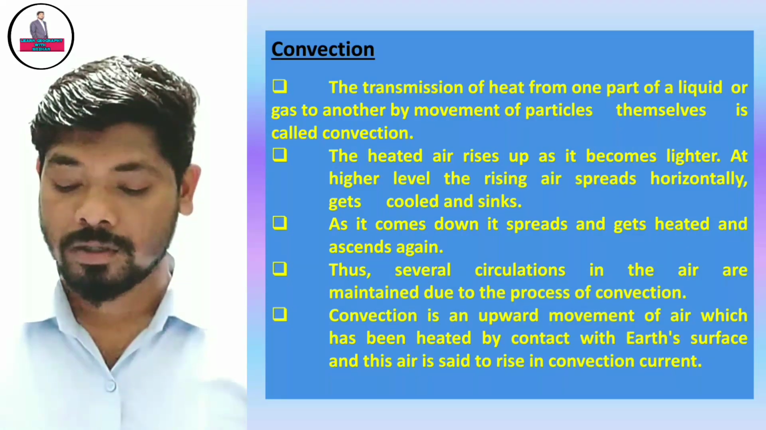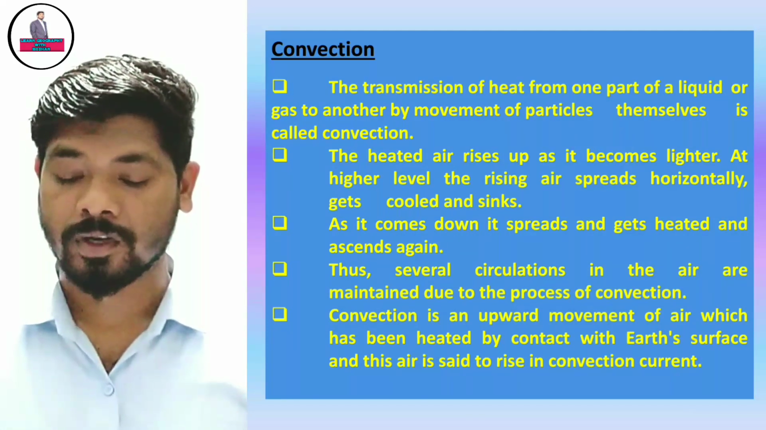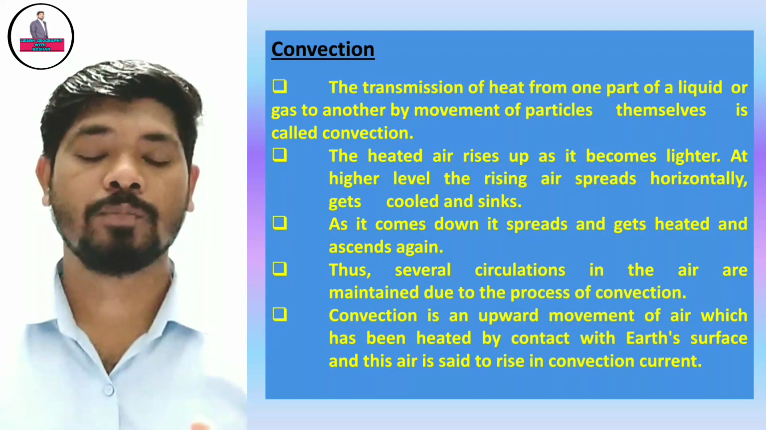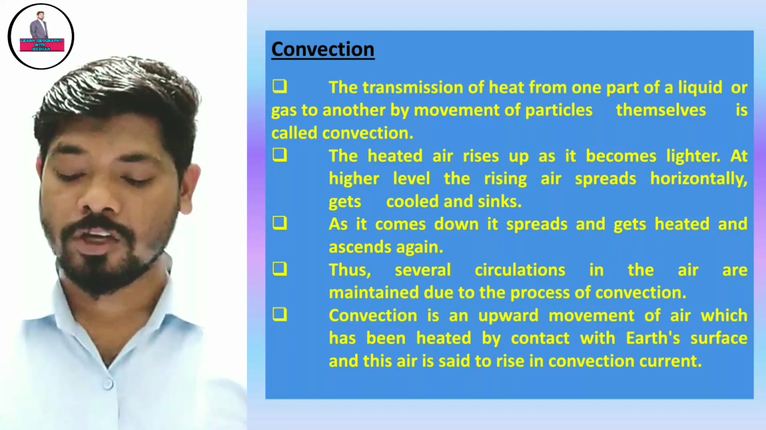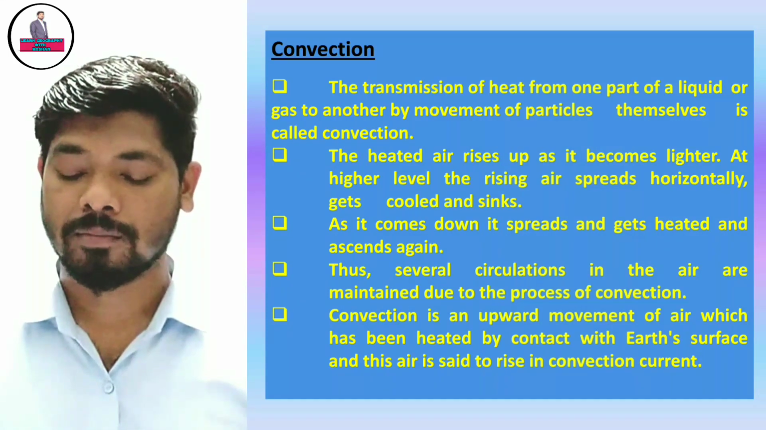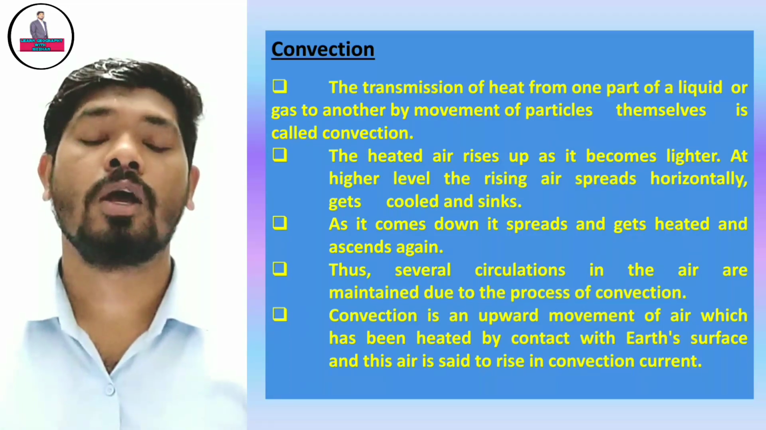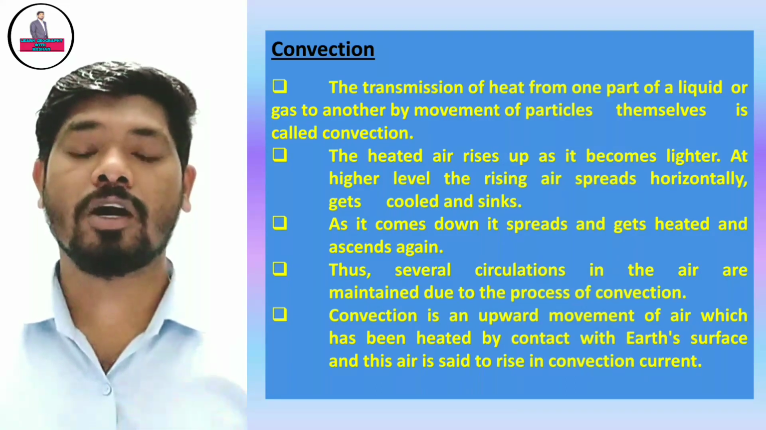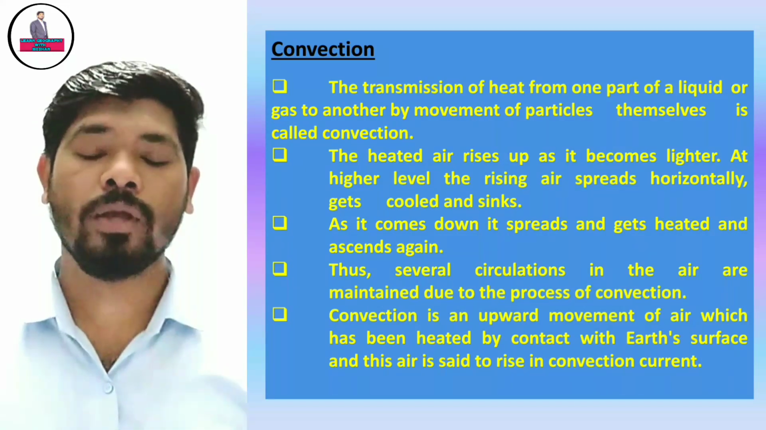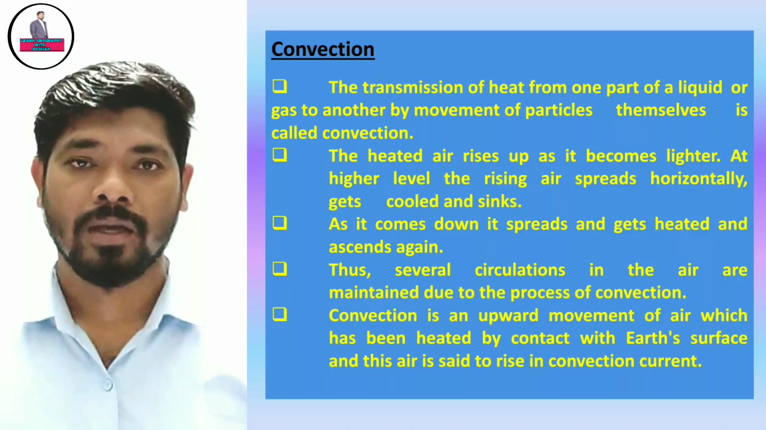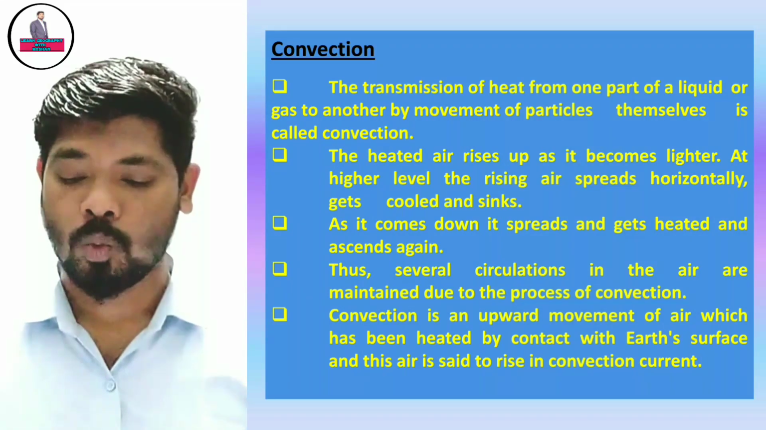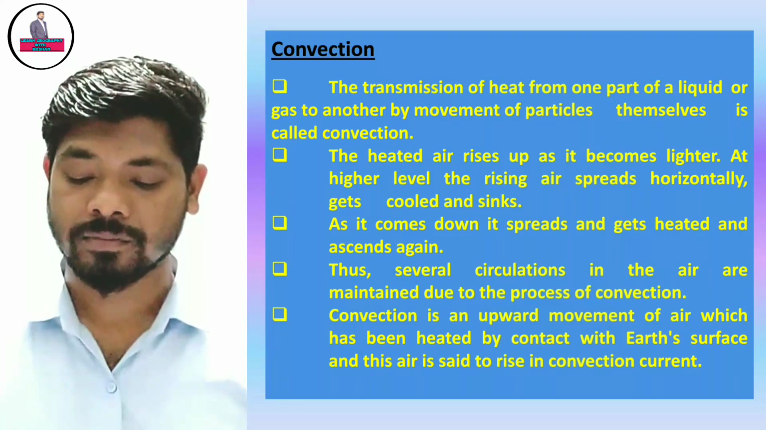Coming towards convection, how the convection helps to heat the earth's atmosphere. The transmission of heat from one part of a liquid or gas to another by movement of particles themselves is called convection. So the transfer of heat from liquid, that is water, or from gas, that is air, and that makes the atmosphere warm, that is known as convection.